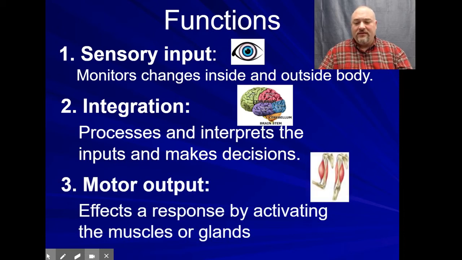Okay. And then last part, you have motor output. This is the effectors, right? This effects a response by activating muscles or glands to make you do stuff. Catch that ball. Run from that tiger, digest that food, shiver to warm you up. All those types of things would be motor output. So you've got input, senses, what's going on; decide what to do about that, integration center; and then motor output is the actual doing of it. Those are the three main functional divisions of the nervous system.